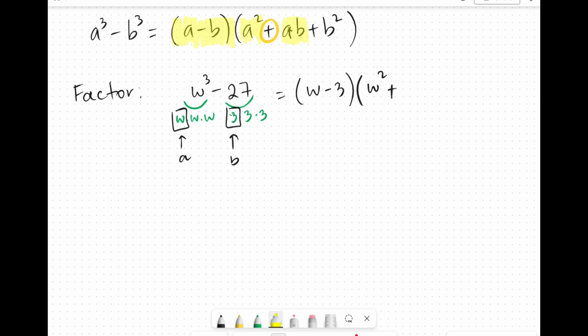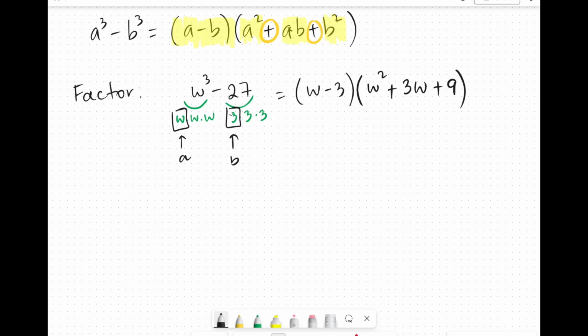So I have to multiply my a, which is w, by my b, which is 3. So you can just write 3w. Finally, again, a plus sign, so plus. And then the last term in the second set of parentheses is b squared. My b is 3, so b squared, or 3 squared, is 9. So I'm just going to write plus 9. That's it. You're done.